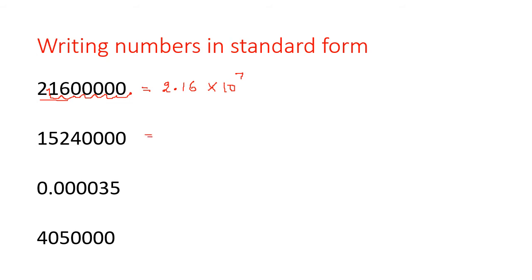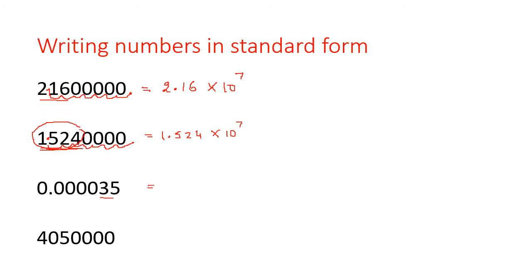Again here there is no decimal point, so the decimal point is taken to the end. There are 4 digits here, so I have to mention all 4 with the decimal point after the first non-zero digit. So it is 1.524, 1, 2, 3, 4, 5, 6 and 7, again into 10 raised to 7. So this is the basic way of writing numbers in the standard form. You have to mention all the non-zero digits with a decimal point after the first digit.